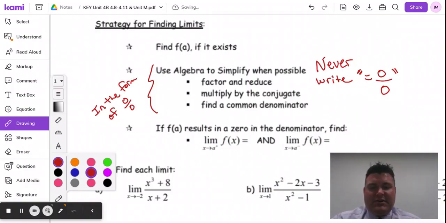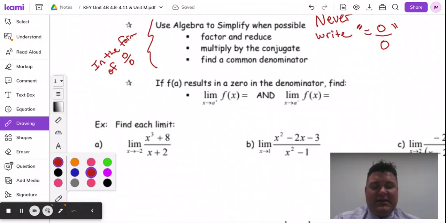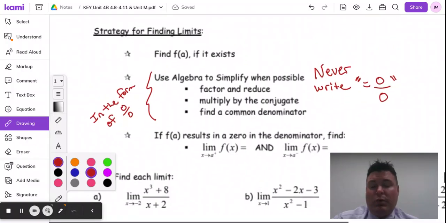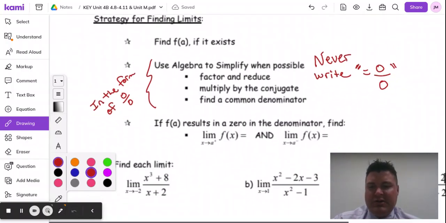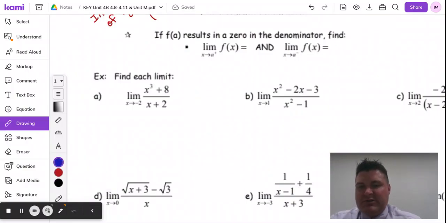So this is in the form. Then we factor if we can and reduce if we can. If f of a results in a 0 in the denominator, then we're just going to find the right and the left limits, and go from there. For what we're doing in this part of the course, this is how we're going to do it. In calculus, you do it slightly differently, but let's tackle this first problem right here.